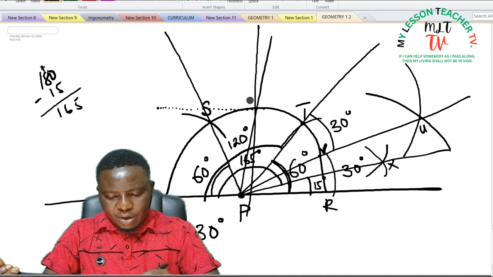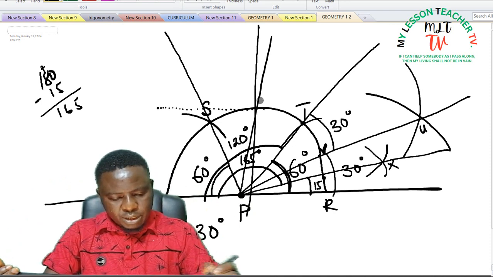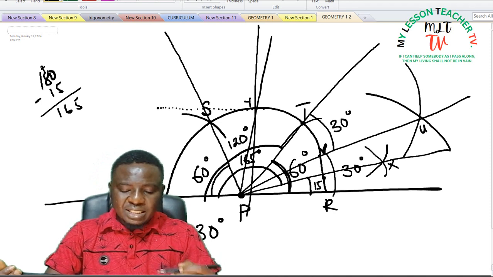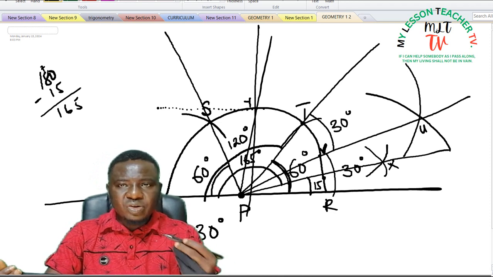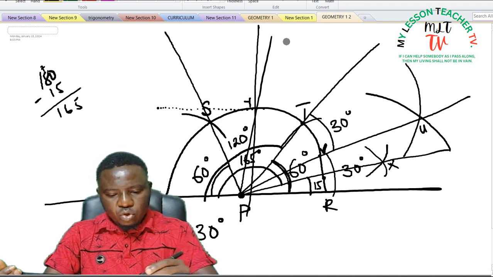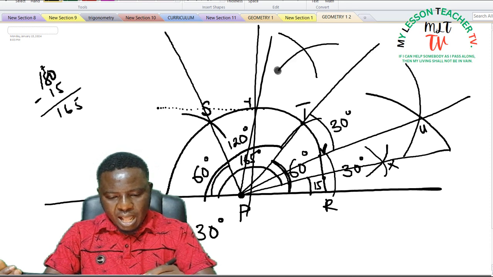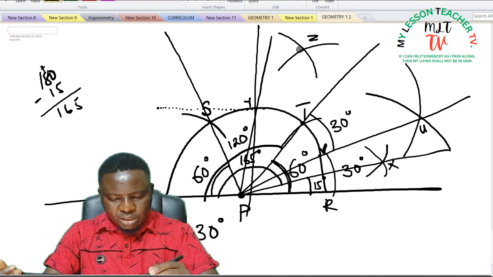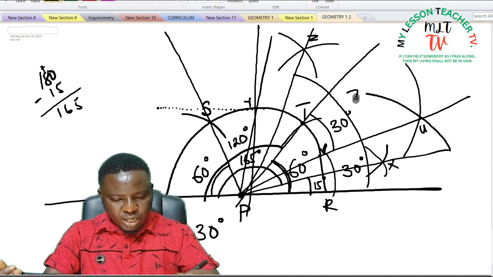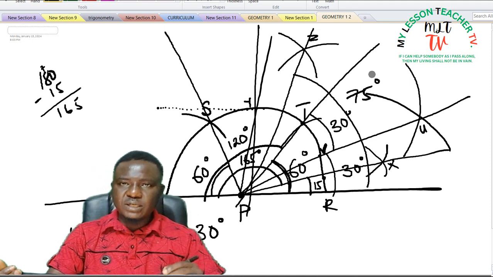Let me call this point X, Y, with Y and T as center, and radius greater than half the length, you construct an arc this way, and let me call it point Z. Join point P and Z, and it gives you angle 75 degrees. So this angle is said to be angle 75 degrees.